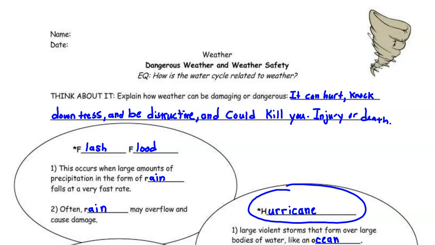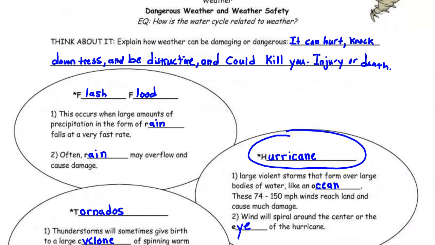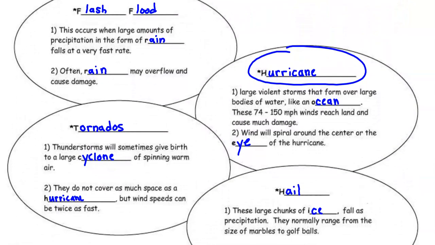The conclusions we were able to make after reading these pieces of the chapter was that it could hurt, knock down trees, and be destructive. It could also kill or injure you. So injury or death were the two main things that we discussed. The four main major destructive weather are flash floods, hurricanes, tornadoes, and hail.